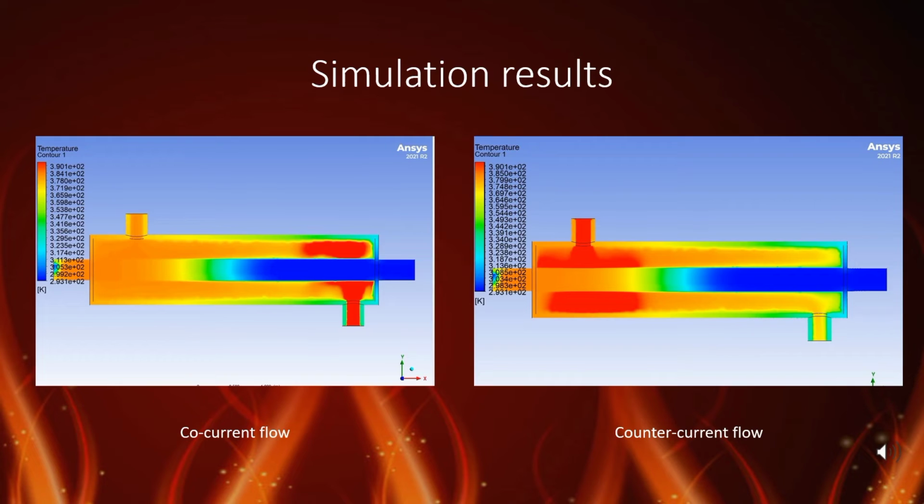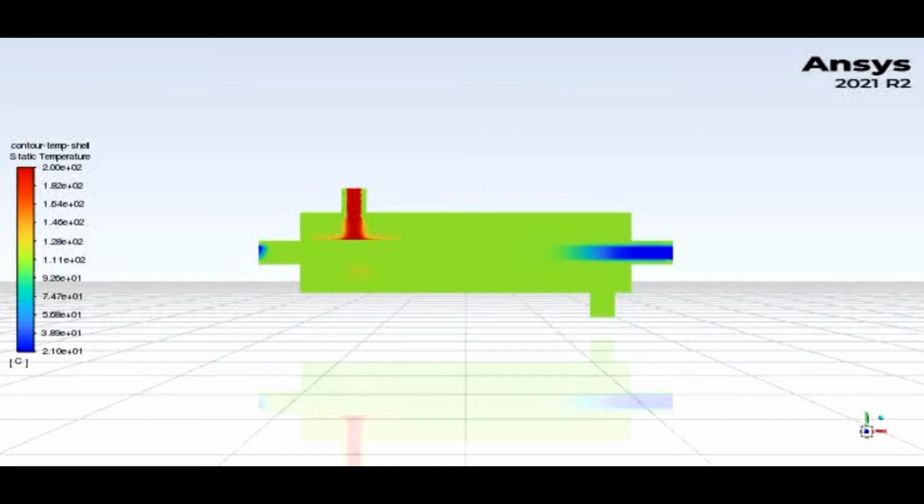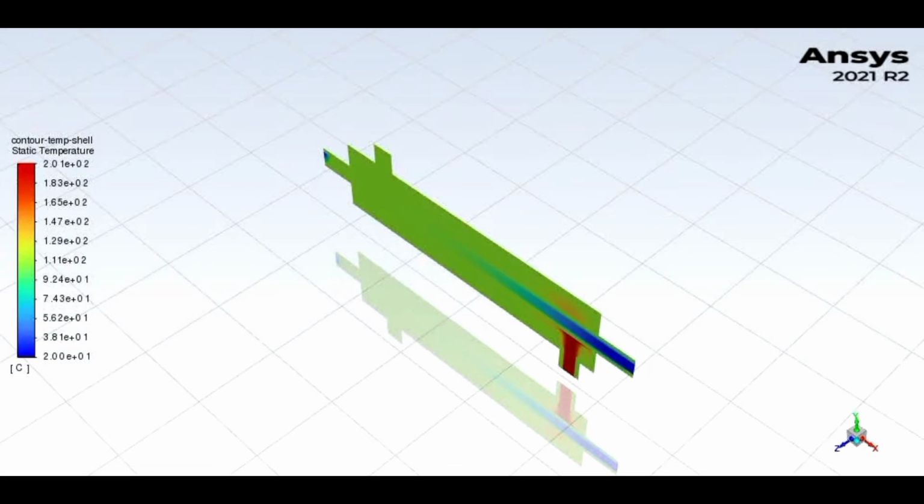This slide demonstrates the comparisons in results from the simulations of co-current flow on the left and counter-current flow on the right. Here is a simulation of the counter-current heat exchanger, with cold water flowing through the tube in the middle and hot carbon dioxide gas flowing through the shell at the top. While using the exact same conditions as for the counter-current animation, this simulation shows the co-current flow.